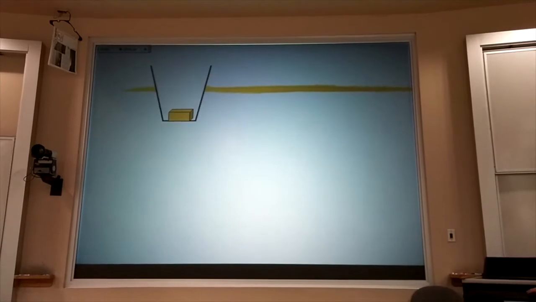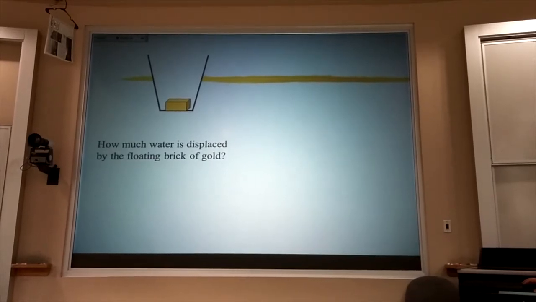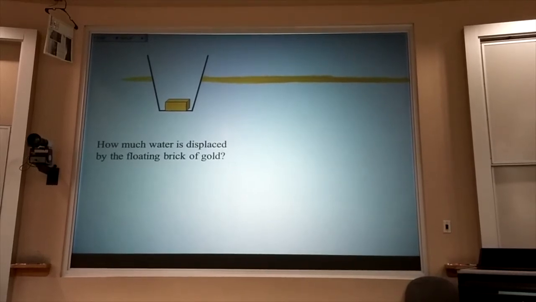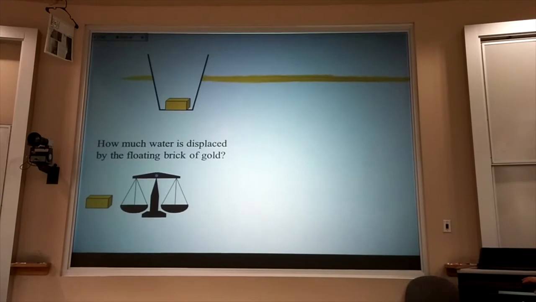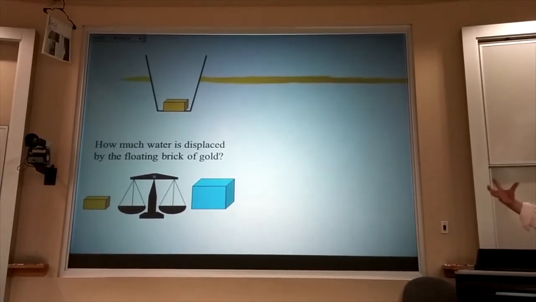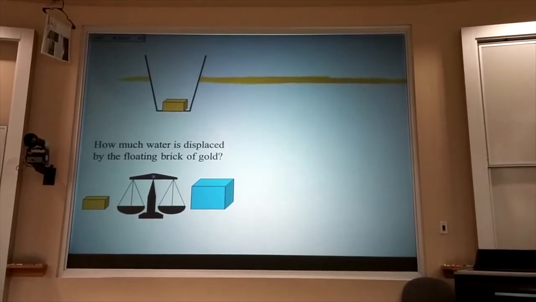And when you've got that brick of gold in your boat, the boat rides very low in the water. When that brick is floating, it displaces an amount of water equal to its weight. When something floats, it displaces an amount equal to its own weight. And the question is, how much water does it take to equal the weight of a brick of gold? A lot. A lot.